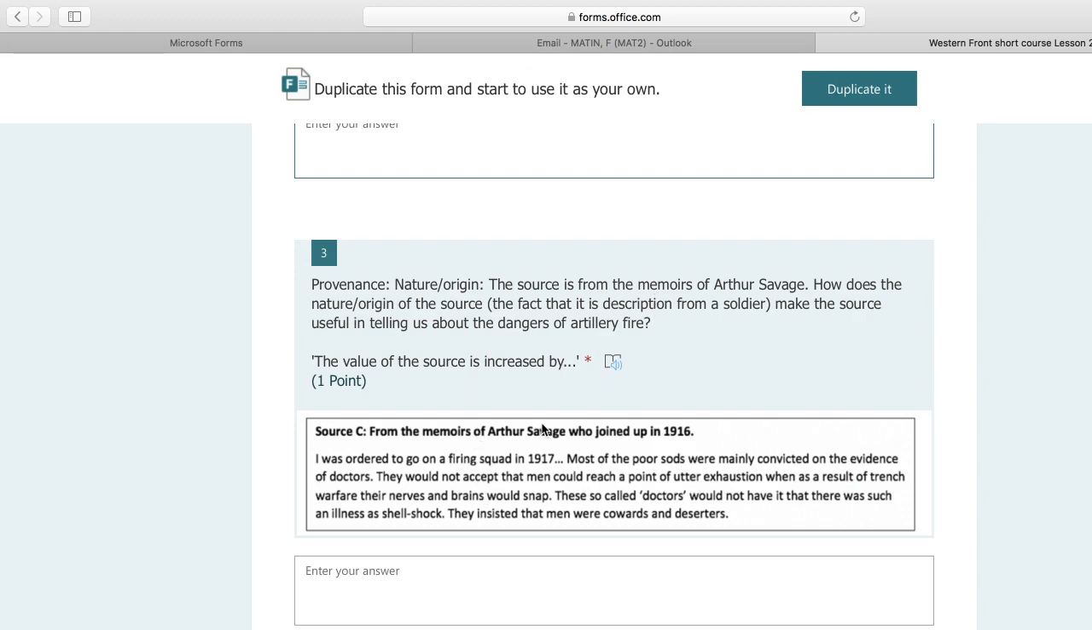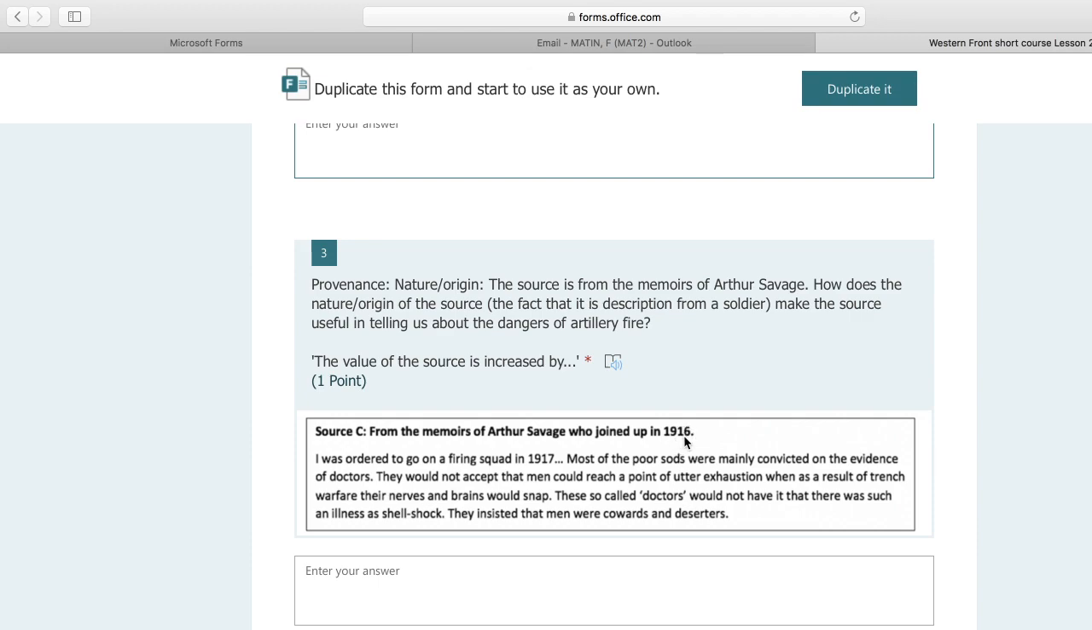it's from the memoirs of Arthur Savage, who joined up in 1916. So we know he's a soldier. It's from his kind of memory collection. Maybe he's writing down all his thoughts, maybe he's writing an autobiography. When you think of the origin of this, he fought in the war.